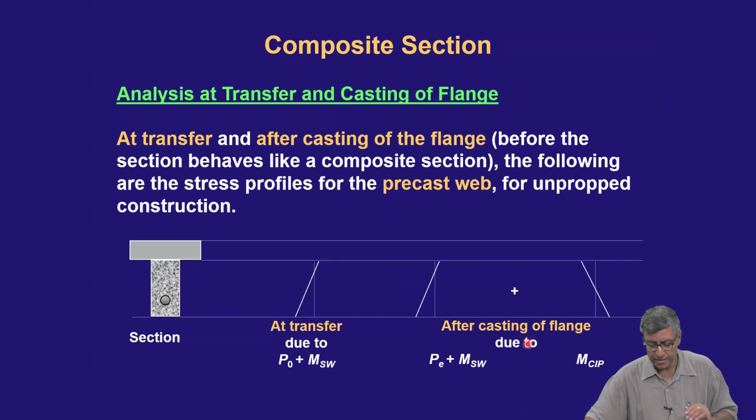Now, after the casting of the flange, say I am not taking advantage of the concrete at the top, then the effective pre-stress and the self weight are causing this type of profile. That means this will get slightly altered because the pre-stressing is dropping, and on top of it the cast in place weight is coming.